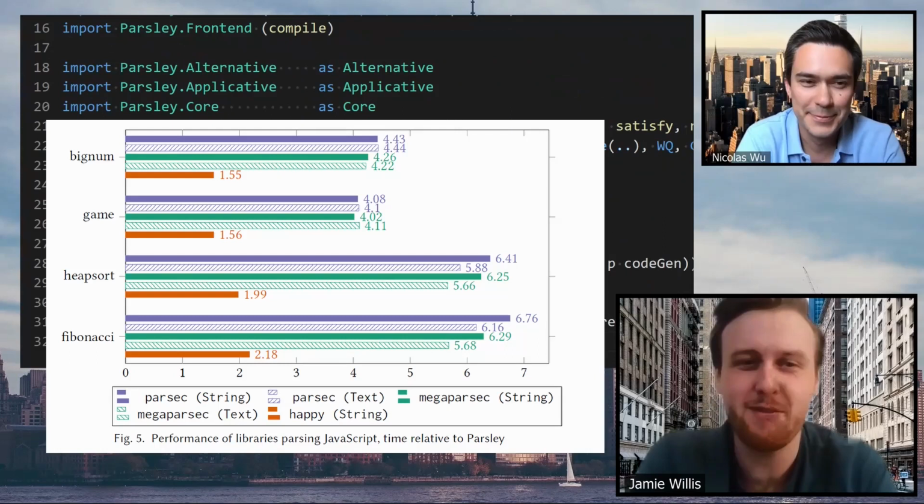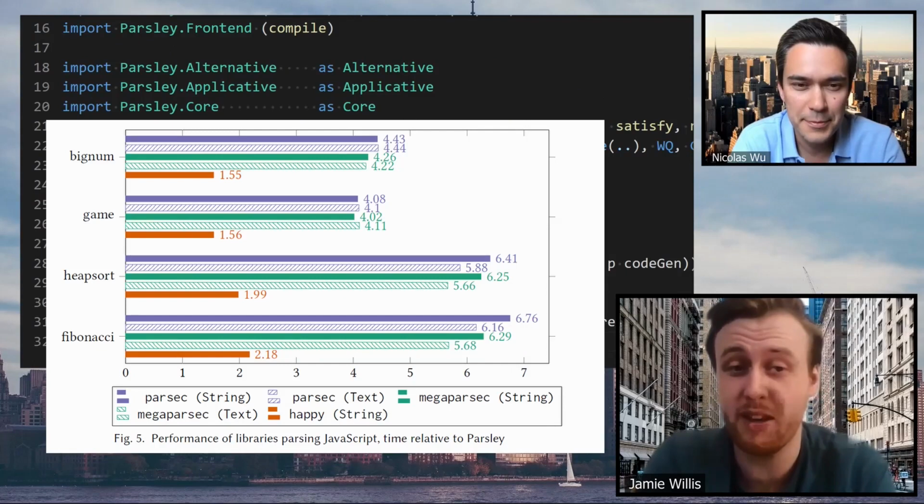Right, here's the results. So this graph is showing us that, compared to the other combinator libraries, we're about 3 or 4 times faster, and we're even beating Happy. That's a parser generator library. Wow, that's really good performance.